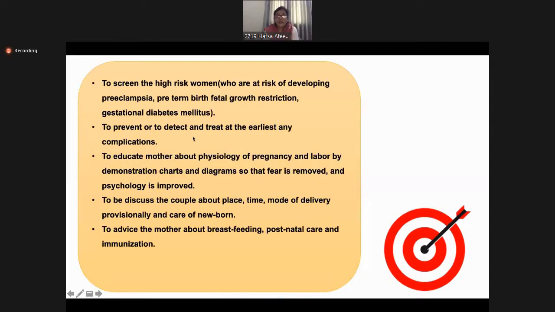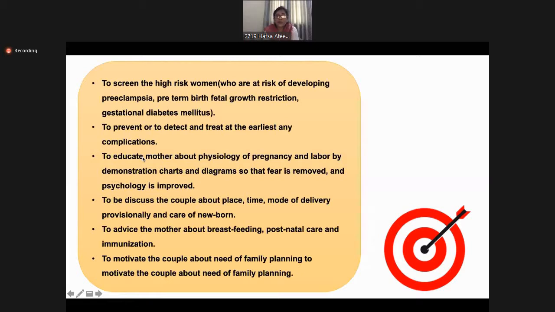Next is to prevent and to detect and treat at the earliest any complications which might be associated with the pregnancy. Then to educate the patient, to educate the mother, the new mother, about the physiology of pregnancy and labor. How is the pregnancy going to continue? What are the 3 trimesters of pregnancy? What are the common ailments of pregnancy? What she is expecting during pregnancy? When are the fetal movements going to start? And how is her delivery going to be? That is, how is the start of labor going to be?